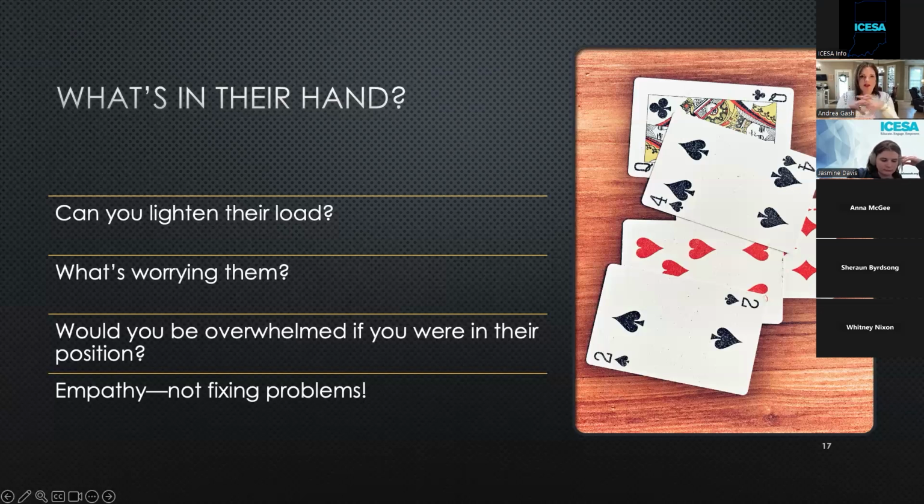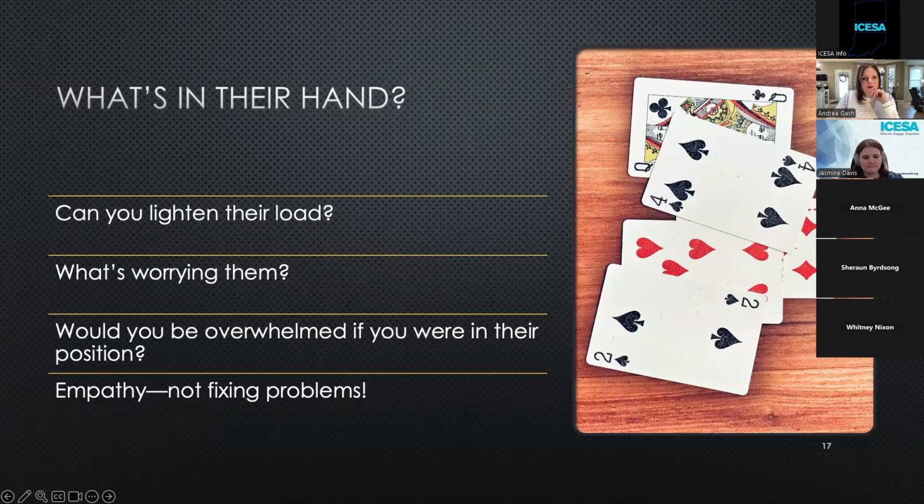So when we're thinking about diagnosing the world of the other person, what do you think is worrying them? Do they have difficult deadlines? Would you feel overwhelmed if you were in their position? Now, this is about empathy, not fixing problems. Do you notice that you're more likely to help your peers and your friends at the office, but not necessarily your supervisor? So, why are we more likely to do that? Well, I think we all know why, but it is something we need to work on in changing that mindset.